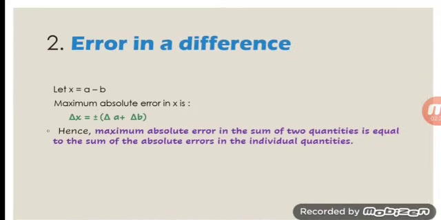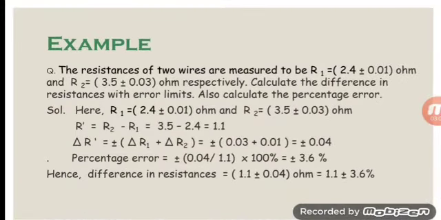Second one is the error in a difference. Let x is equal to a minus b. Similarly, let delta a be the absolute error in the measurement of a, delta b the absolute error in the measurement of b, and delta x the absolute error in the calculation of x, that is the difference of a and b. Now solving in the same method, we get that the maximum absolute error in x is delta x equal to plus minus delta a plus delta b. Therefore the maximum absolute error in the difference of 2 quantities is equal to the sum of the absolute errors in the individual quantities.